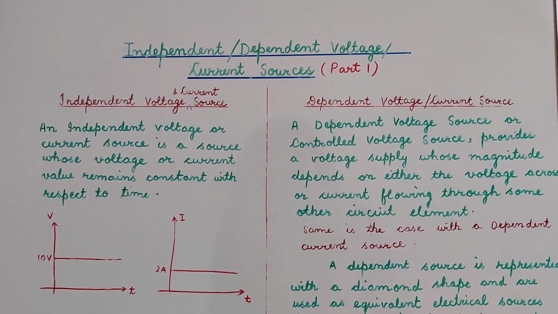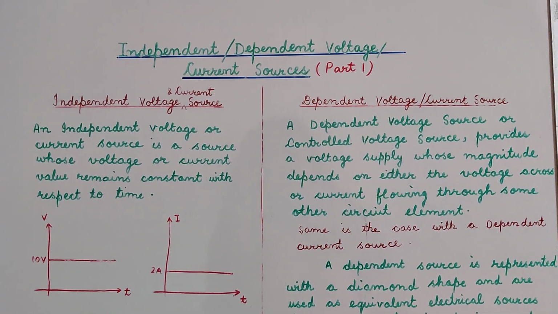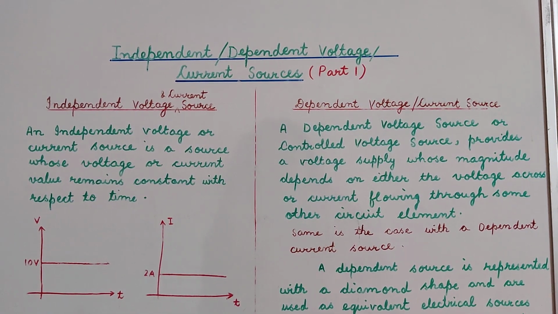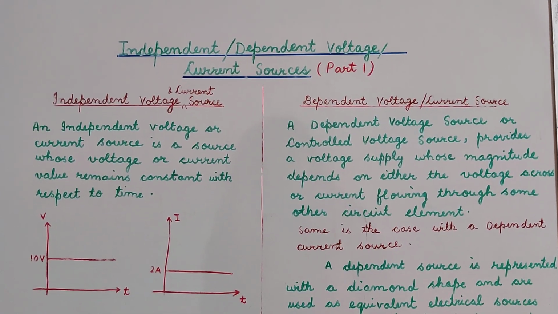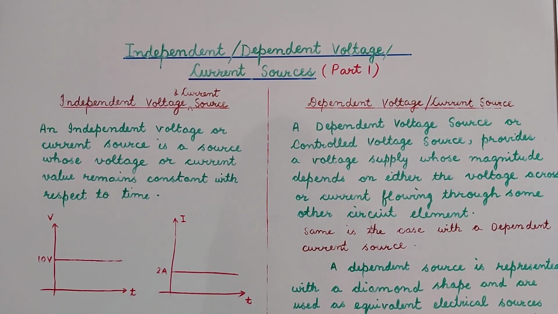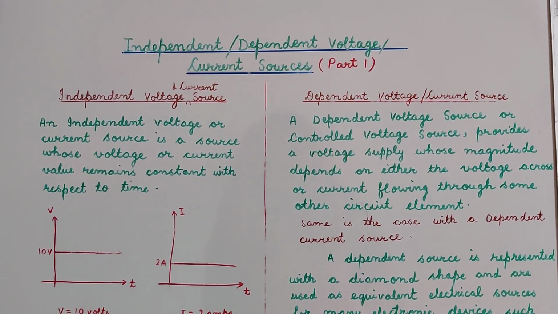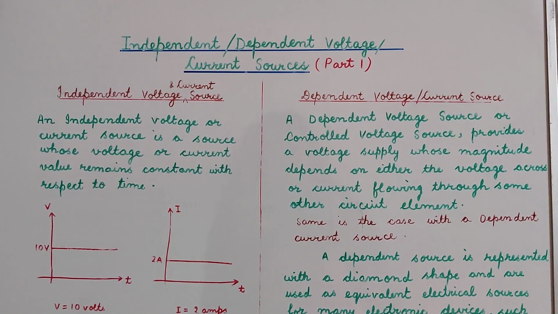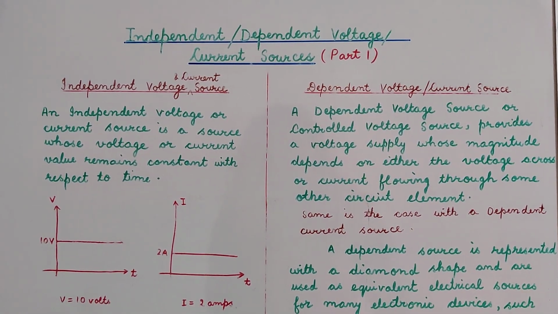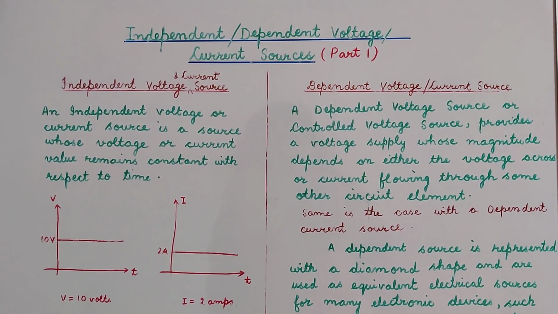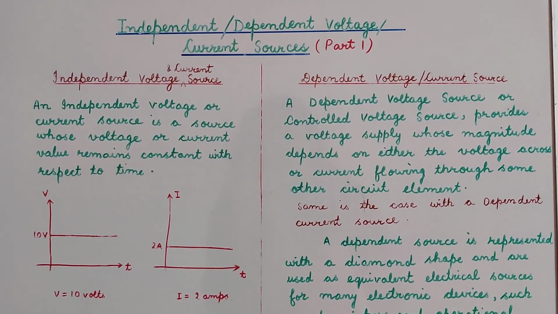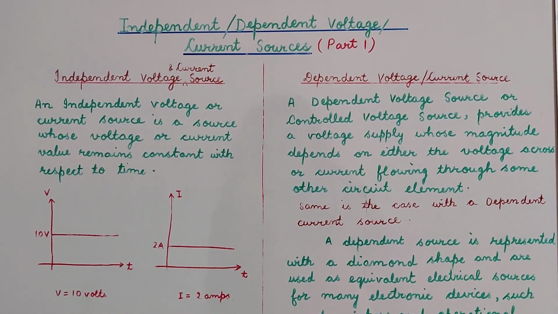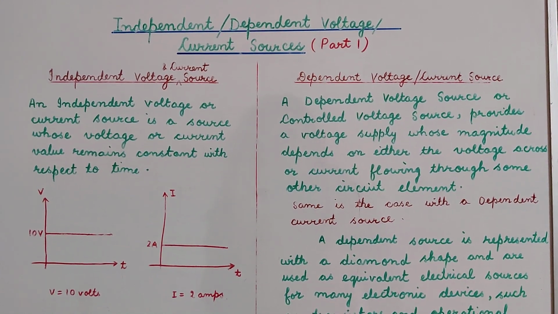Hello everyone. In this lecture, we will discuss the independent and the dependent voltage or current sources. So first of all, let us understand what is an independent voltage or current source. An independent voltage or current source is a source whose voltage or current value remains constant with respect to time.